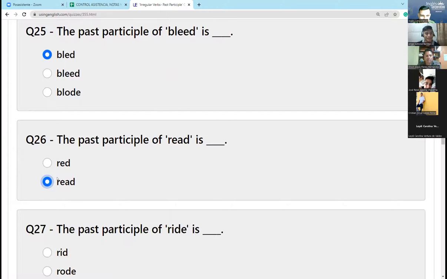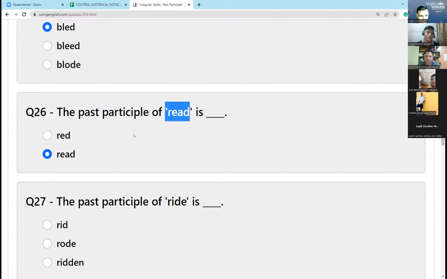Here there is something curious with this verb. The written form is the same, but the pronunciation is different. In the simple past, it is like the color, red. Affirmative: I read. In the past participle or the simple past tense, red. Just the pronunciation changes. Exactly. Past participle of write.